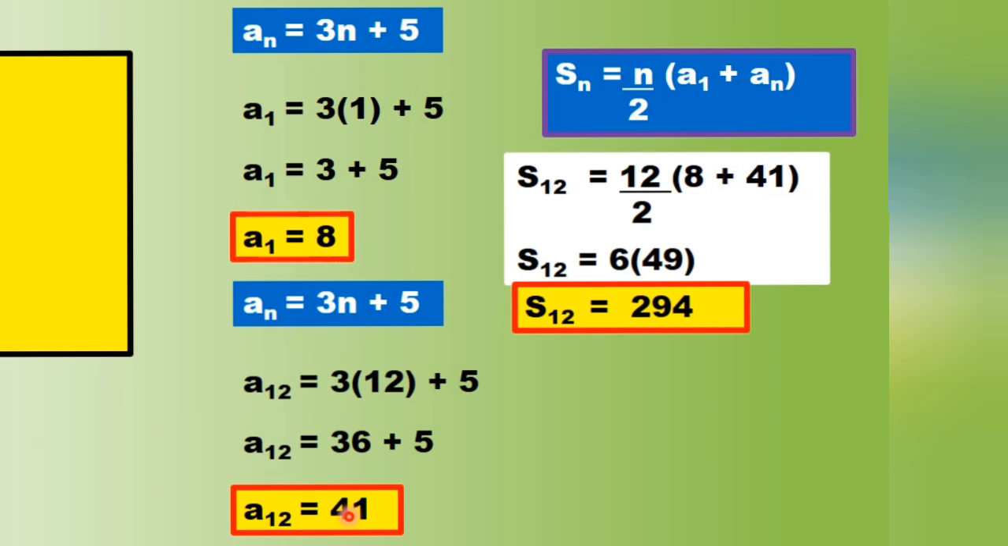Let's substitute these in the formula. Number of terms is 12. A sub 1 is 8 and the last term is 41. Solving for S sub 12, S sub 12 equals 294.